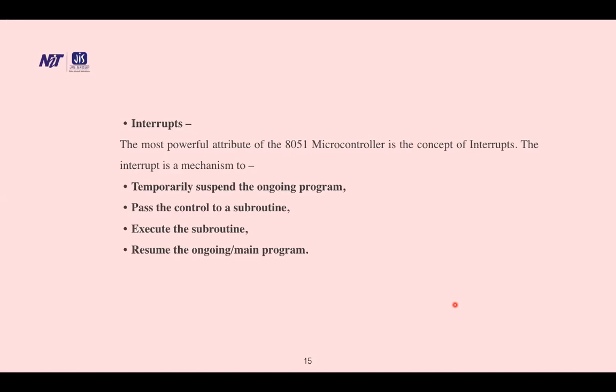Now the interrupts. The most powerful attribute of the 8051 microcontroller is the concept of interrupts. An interrupt is a mechanism to temporarily suspend the ongoing program, pass the control to a subroutine, execute the subroutine, and resume the ongoing main program.